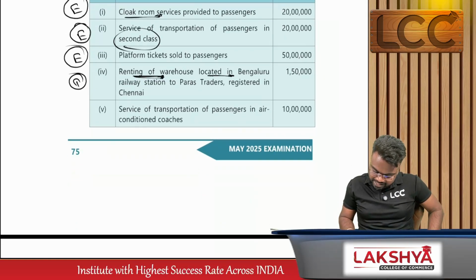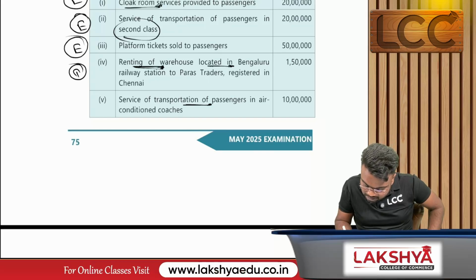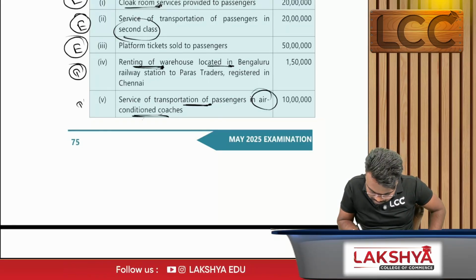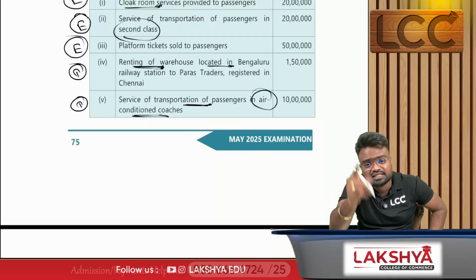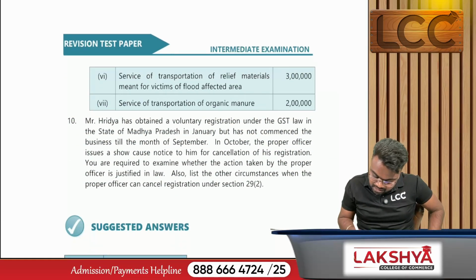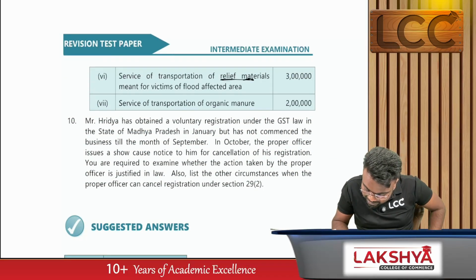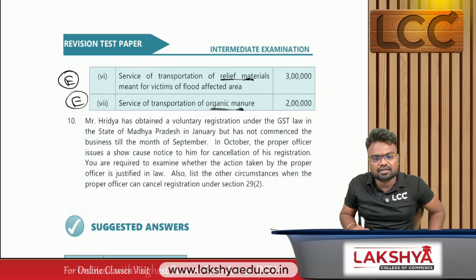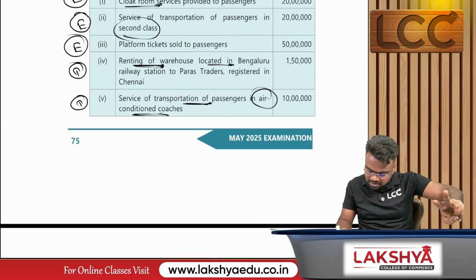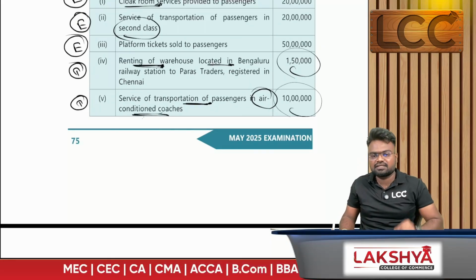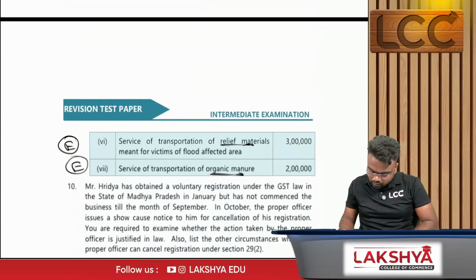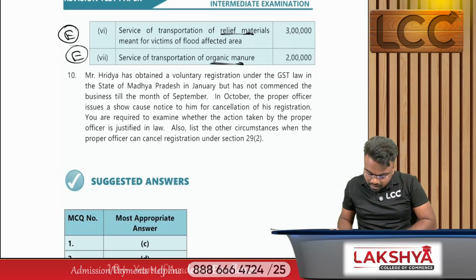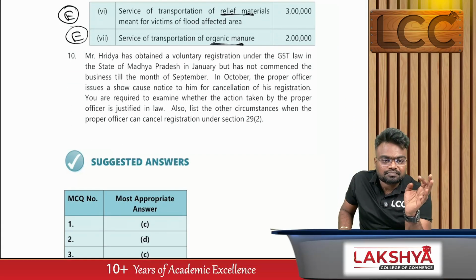Okay now. Next, service of transportation of passengers, AC coach, that is taxable because for first class and AC coach GST is levied. Next, service of transportation of relief material, organic manure. These two are exempted. So only two things are taxable, 1,50,000 and 10 lakhs, 11,50,000. On that, we need to levy GST. Simple. Last question.